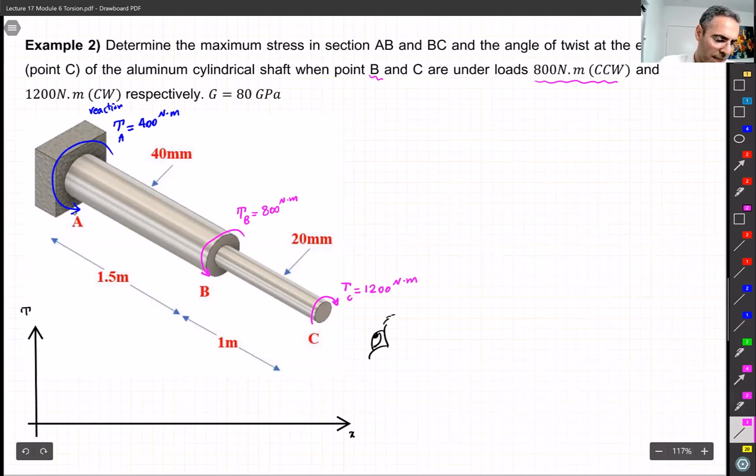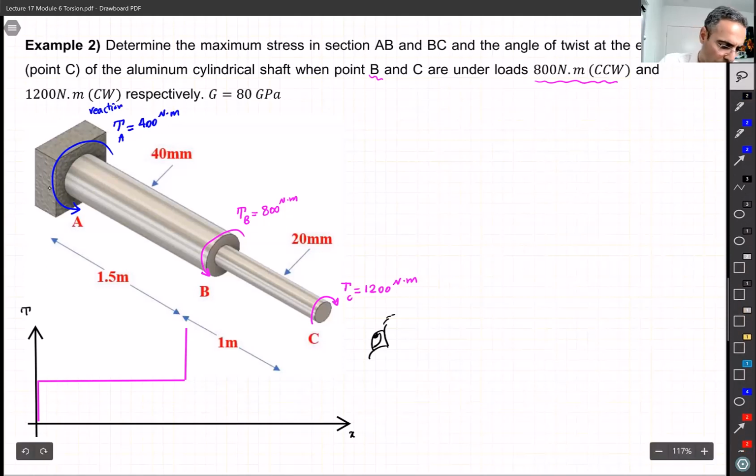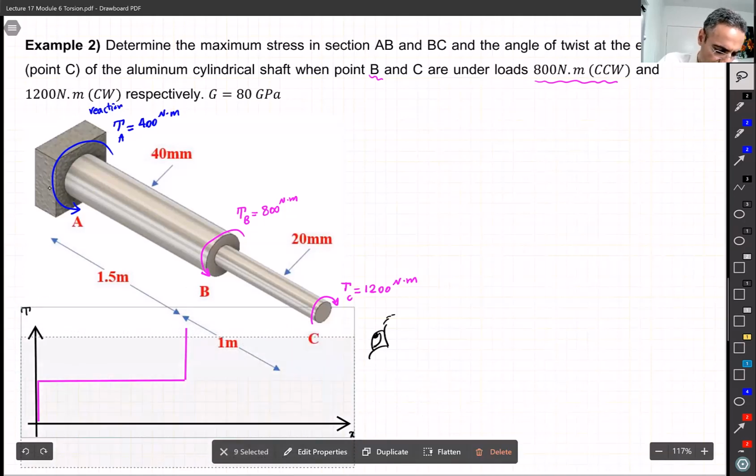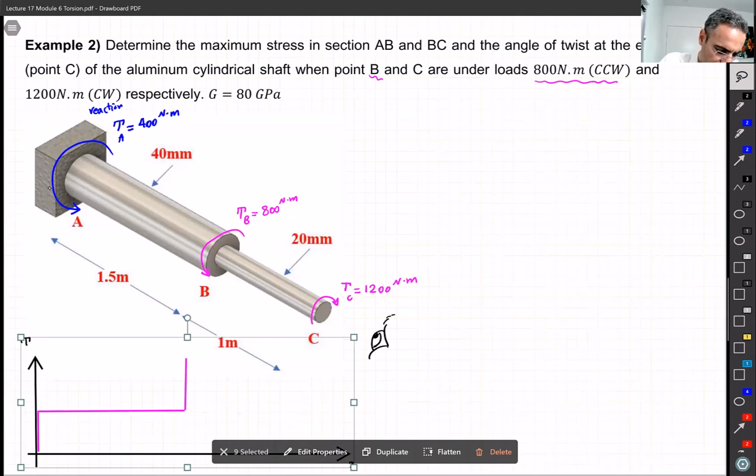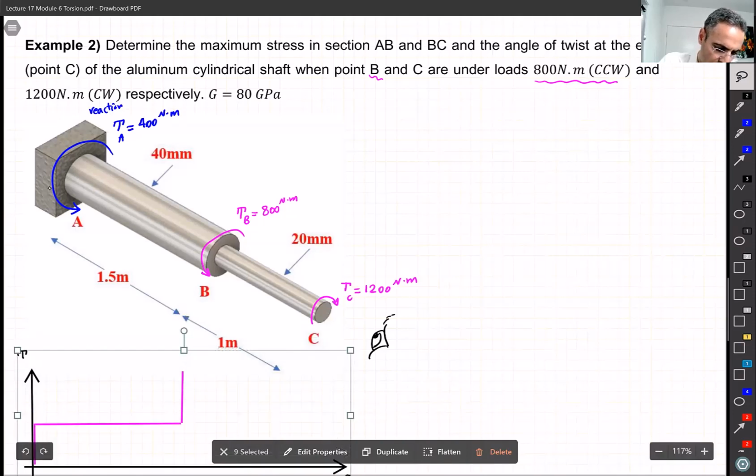So this T, we follow the same rules that we learned before. At the beginning, at point A, I have 400, and it is counterclockwise, so it is positive. So I jump up 400. Then everything is constant until point B. Then I have another jump of 800. And maybe if I draw everything lower, let me move them down there. So I have more room. Okay, better.